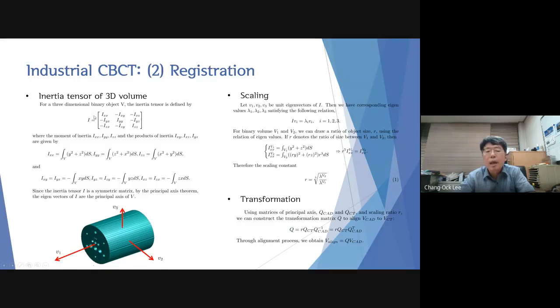So by calculating inertia tensors for the CAD data and for the CT images, we have the principal axes of the two objects and also the eigenvalues of the two objects. And if you compare the scale of the eigenvalues, we can find the scaling of the volumes, okay? And then, using the scaling of volumes, we scale the CAD data, and using the transformation to match the principal axis of the CAD data and the principal axis of the CT data, we get that transform, and we can get the axis alignment first.